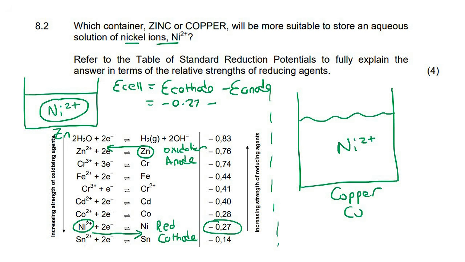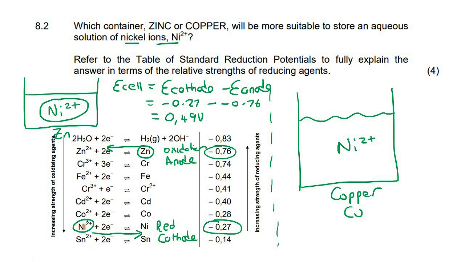Subtract your anode value, which is negative 0.76. If you work this out, we end up with 0.49 volts. So this means that a chemical reaction is going to take place, and that is not good, because it means this nickel 2+ is going to convert into pure nickel. So when you look at your solution in the morning, you're going to see solid nickel instead of aqueous nickel.